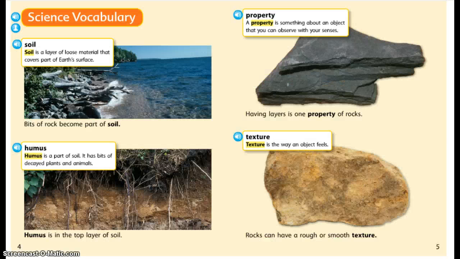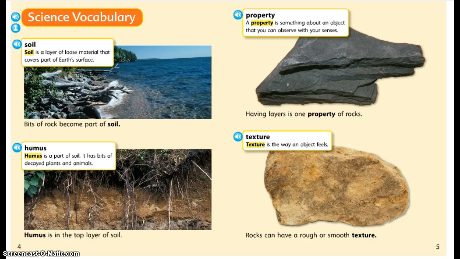Science vocabulary. Soil. Soil is a layer of loose material that covers part of Earth's surface. Bits of rock become part of soil. Humus. Humus is part of soil. It has bits of decayed plants and animals. Humus is in the top layer of soil.